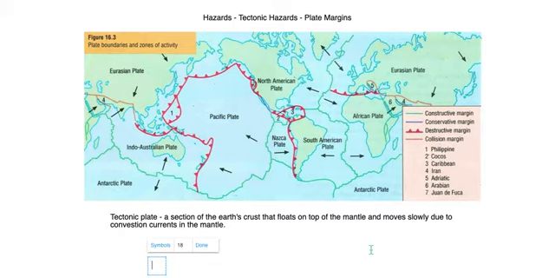Okay? So what we're going to do is go through each of these plate margins in more detail. We're going to draw diagrams, so cross-section diagrams for each one, and explain the kind of processes and landforms at each of these plate margins. So let's start with constructive.